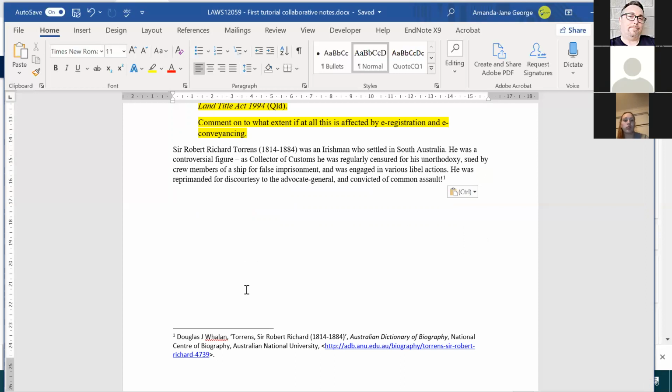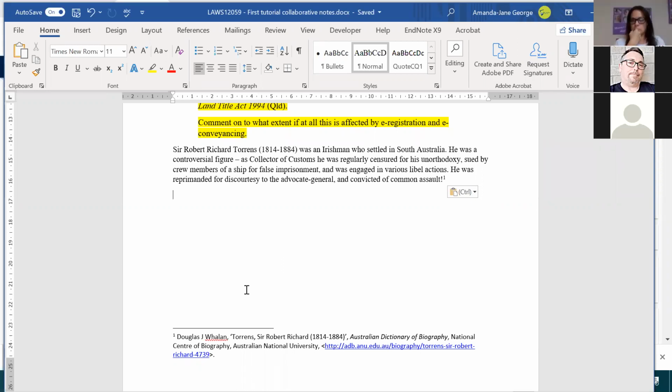And he was terribly unorthodox. He was sued by crew members of a ship for false imprisonment. He was engaged in libel actions. He was officially reprimanded for discourtesy to the Advocate General, and he was convicted of common assault. So all of the land law texts that set him up as this virtuous figure in the South Australian community, I'm not so sure that that's necessary. Perhaps that's looking back with rose-coloured glasses on.